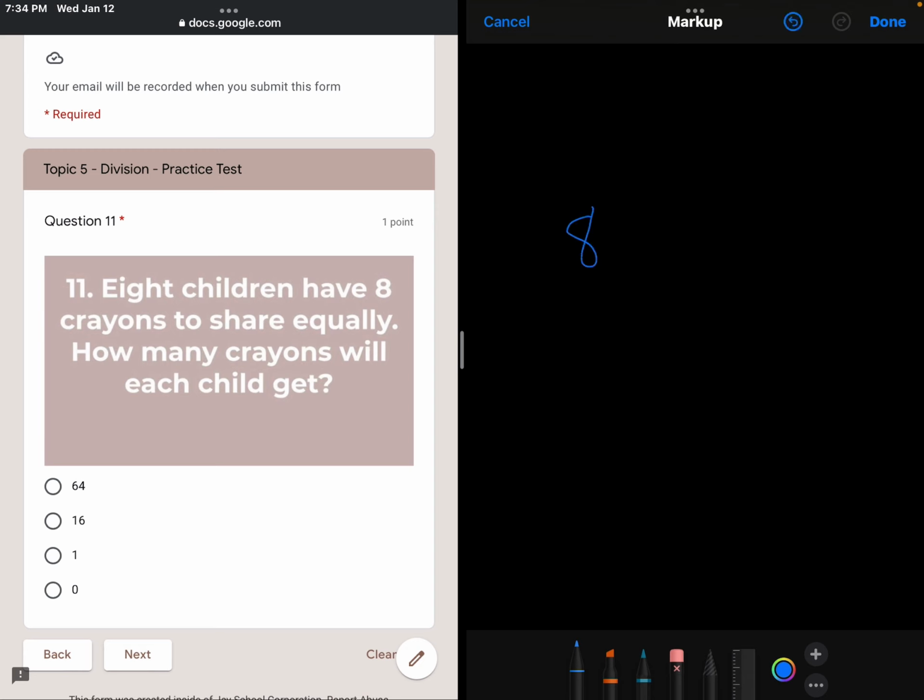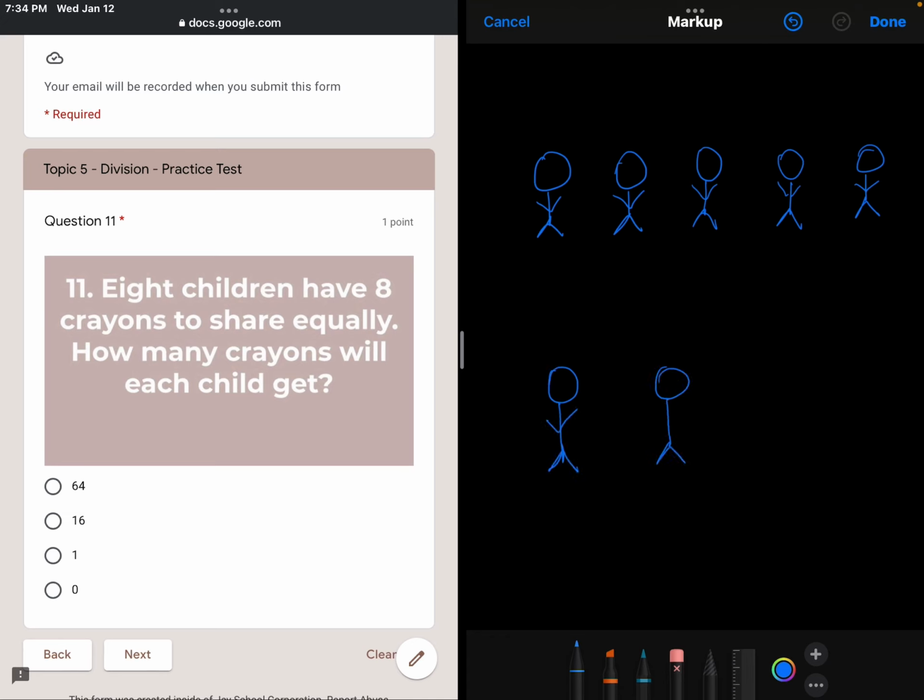I have 8 children, and they each have 8 crayons. So I'm going to draw my children, kind of like I did in one of my other problems. Remember, whenever we first started doing this, I drew 8 children. Here's 3, 4, 5, 6, 7, and 8 children. There we go. And it says there are 8 children and they have 8 crayons to share equally.